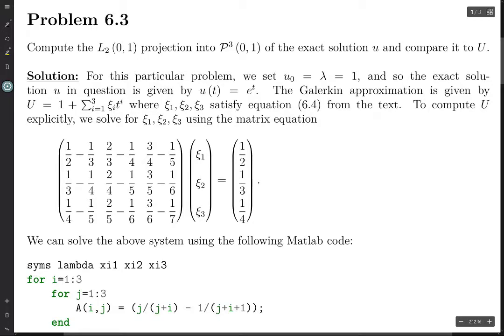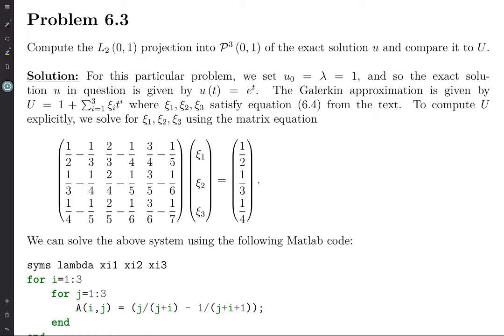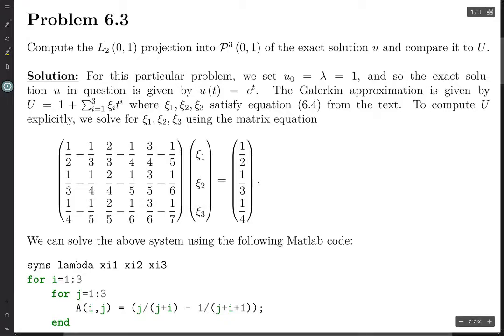All right, let's talk about some more Eriksson problems. So this is chapter 6. We're doing Galerkin methods, and we want to compute the L2 projection into P3 of our exact solution u and compare it to capital U. In this problem statement, I don't really like it because it's not very clear what they're asking you.